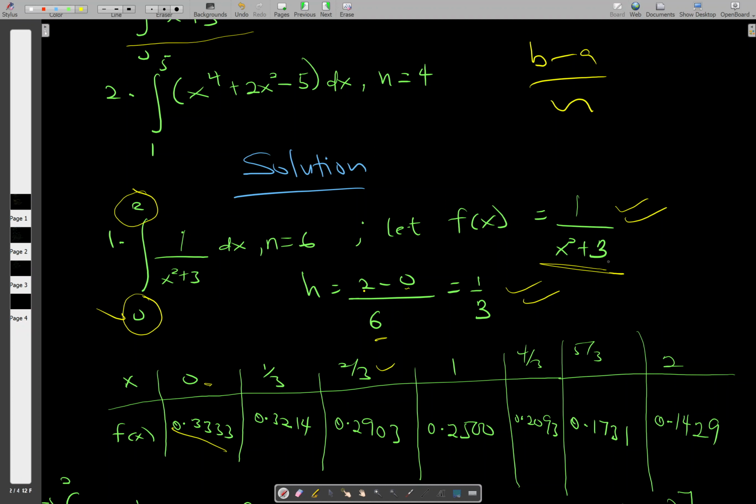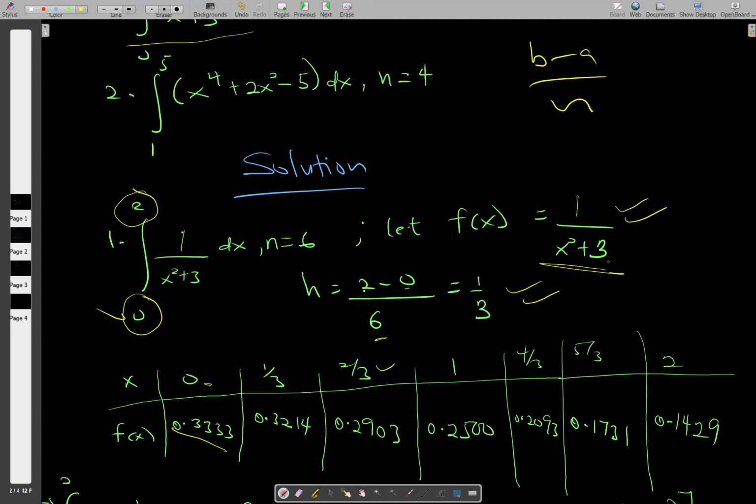That will be the middle terms. Let me close the bracket here. So first term f of 0, then f of 1/3 and the other middle terms. You multiply the middle terms by 2, plus the last term.